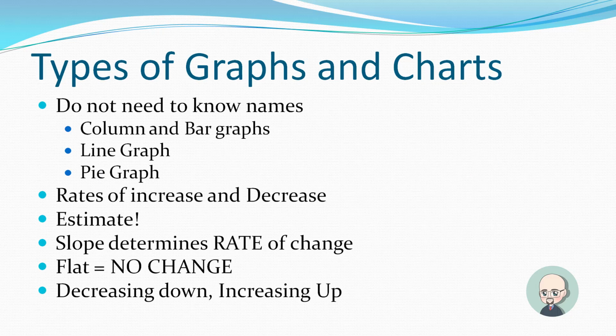These aren't the coordinate grid style of graph. They're column and bar graphs, line graphs, pie graphs. You do not need to know the names of the graphs, but you need to know how they work and what they do. So the slope's the rate of increase or decrease. When you see a graph, estimating, that's really important. If you can estimate and not have to solve something, that's great.